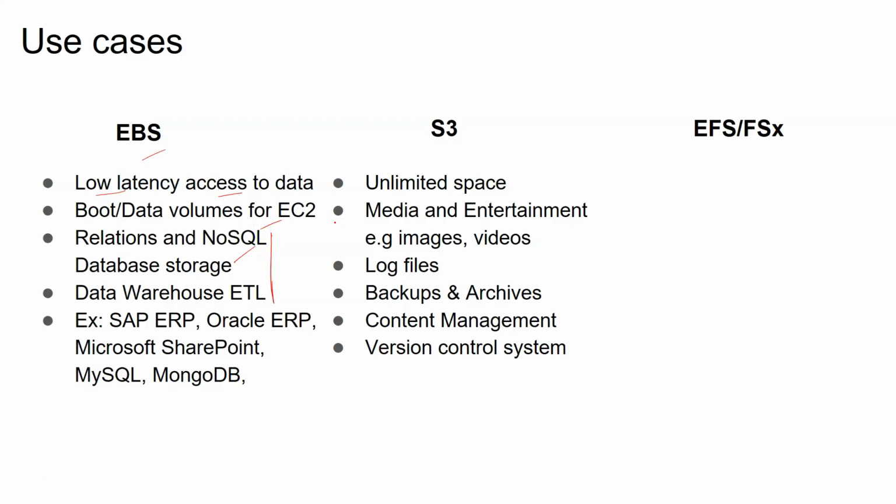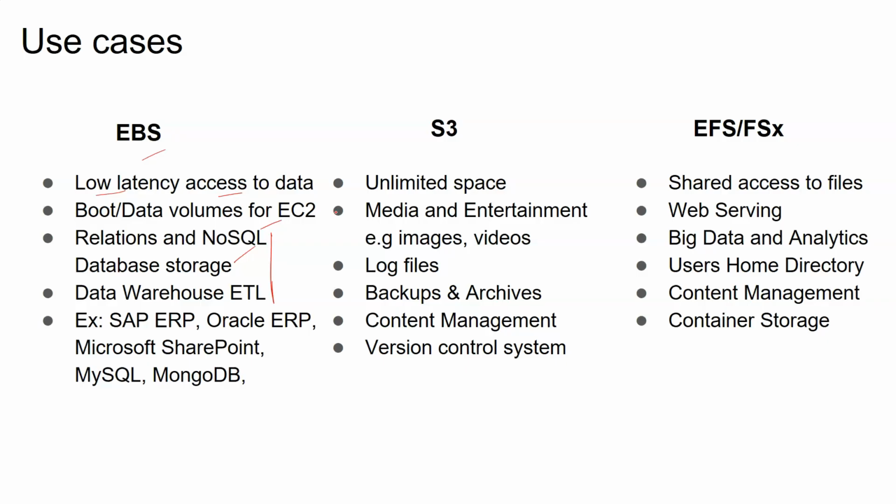Now, the third kind is EFS or FSx. EFS and FSx have similar properties, just that FSx supports the SMB protocol, which is typically used for Windows or say non-Linux systems. Mac supports that, Windows supports that, but otherwise all the characteristics are almost the same. So, shared access to the files, web serving, the example that I had given, right? You have a fleet of web servers and you want to edit a file. Maybe all web servers should see the same file because a request might go anywhere. So that's one case.